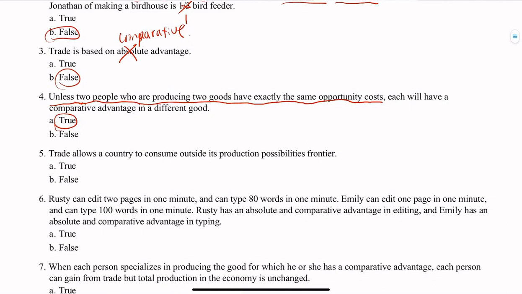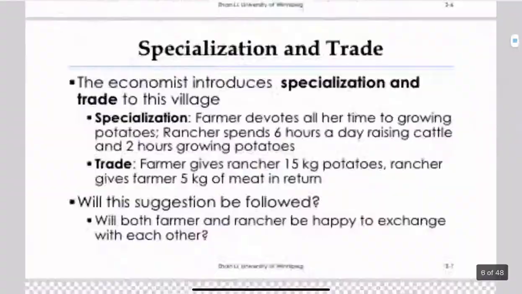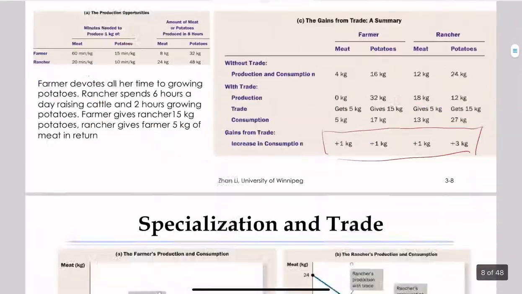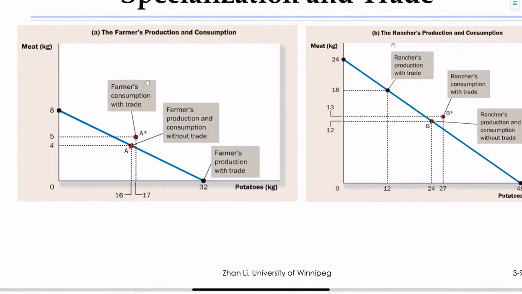Trade allows a country to continue to consume outside of its production possibilities frontier. This is true. To see this, we could go back to our lecture 3 lecture note, and what you can see here is, in the case of the farmer, before specialization in trade, the farmer could only consume at point A, which is exactly on this production possibilities frontier.